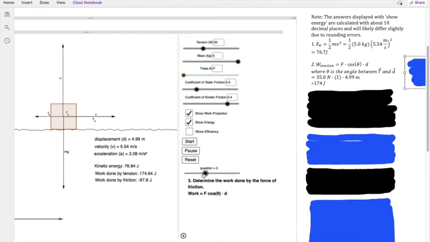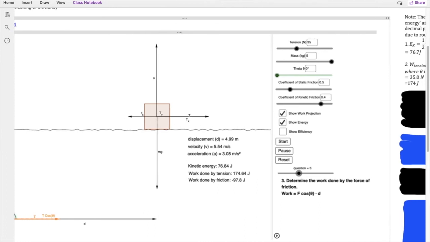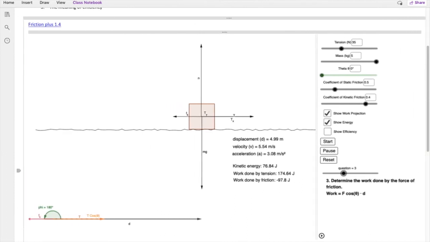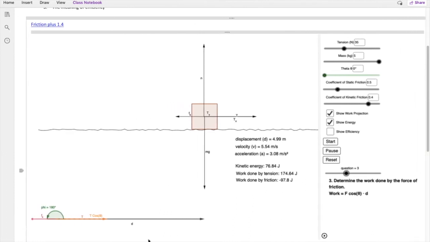All right, moving right along to the next question. Determine the work done by the force of friction. The first thing I'm going to get you to do is try and calculate the force of friction yourself. Before we go on to solving it here, take a couple minutes, pause the video, and try and calculate what the force of friction would be using the information given to you by the parameters over here and the free body diagram available there.